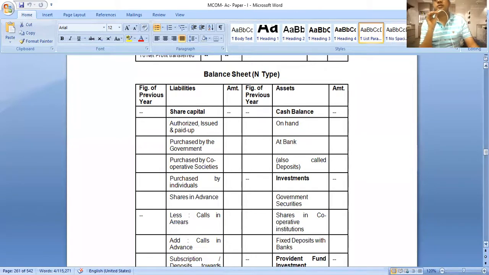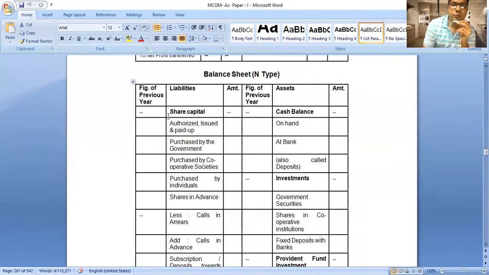So there is no difficulty to understand this balance sheet. Liability side is there, asset side is there. Sometimes previous year figures, if they are there, we will record here, and current year figures we have to record this side. Similarly, in the asset side also, previous year figure and current year figure. Now you have to keep in mind, we will not ask previous year figures, but if you see any cooperative society's balance sheet, they have these two columns: previous year figures and current year figures.